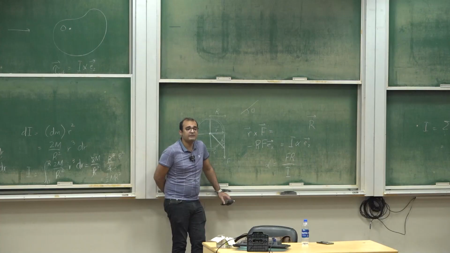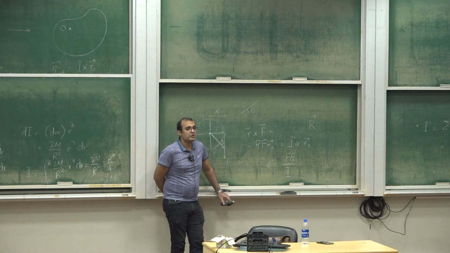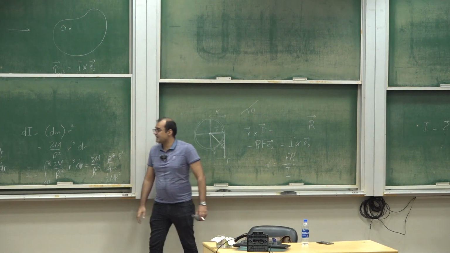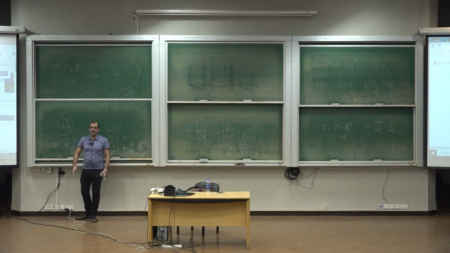For the same mass, the disk's moment of inertia will be less than the ring's. There is a significant amount of mass for the disk which is quite close to the axis of rotation. For the ring, all of the mass is far away from the axis of rotation.